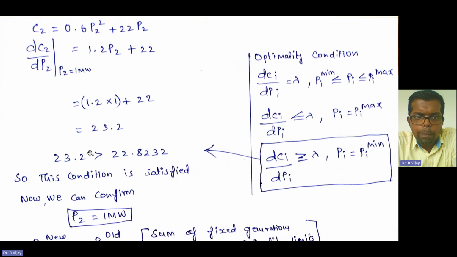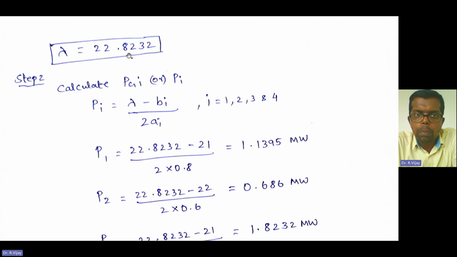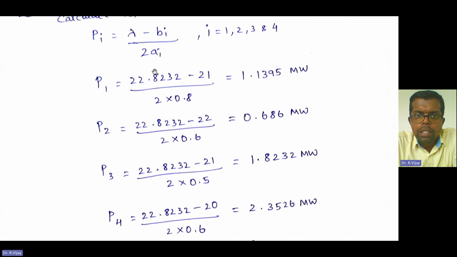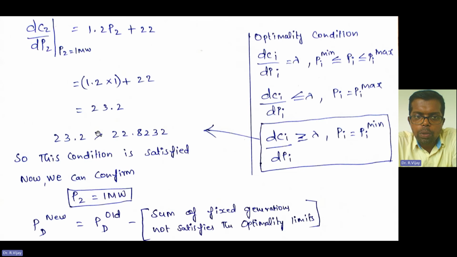So 23.2 is greater than 22.8232, because the condition is that this value, DC2 divided by DP2, which is 23.2, is greater than the lambda value we already calculated. Lambda we already calculated as 22.8232, so you need to substitute the lambda value here. So 23.2 is greater than 22.8232. So this condition is satisfied.